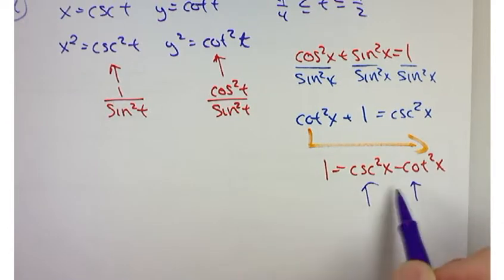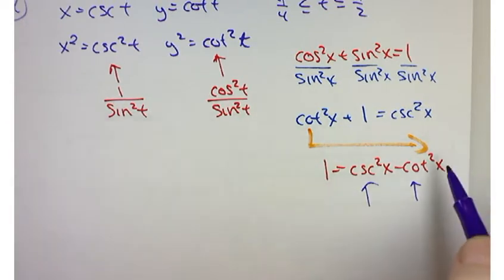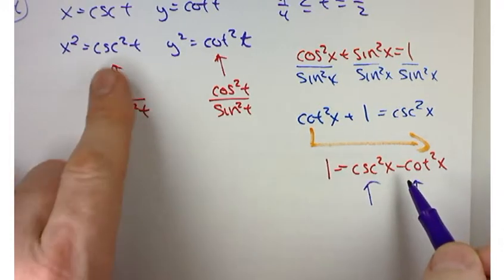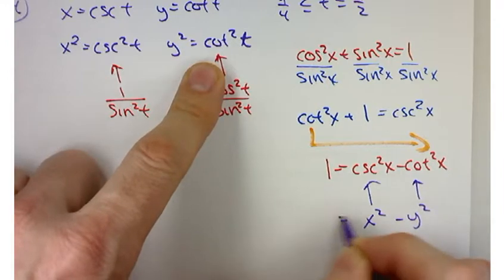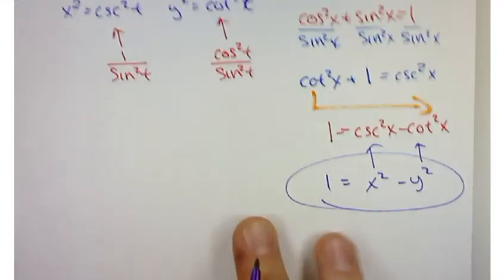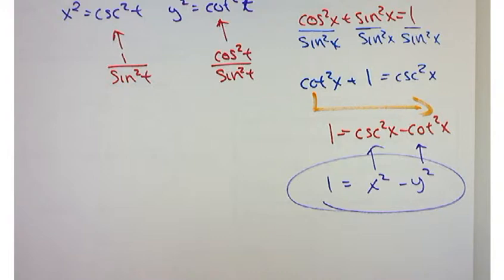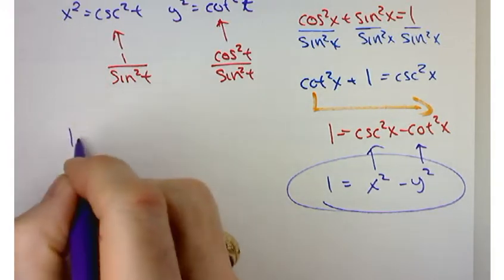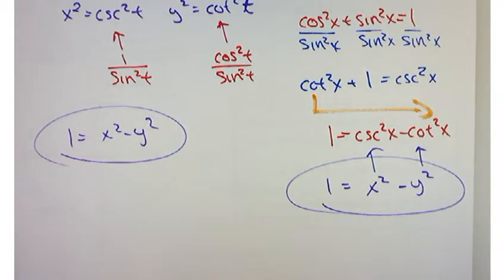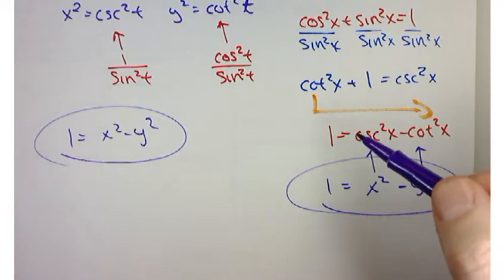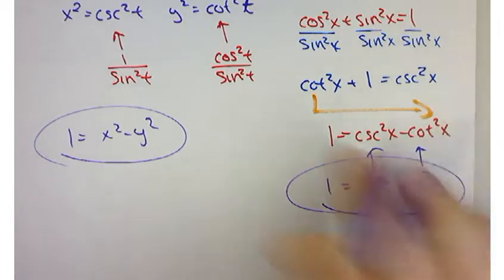In any case, what do we have to do to eliminate the t here? Well, cosecant is x, so that'd be x squared minus y squared would equal 1. And that's a hyperbola. So 1 equals x squared minus y squared. You can graph that much the same way as we did the previous ones. Do you want to take the time to graph that or no? We're good. All right. That's good.